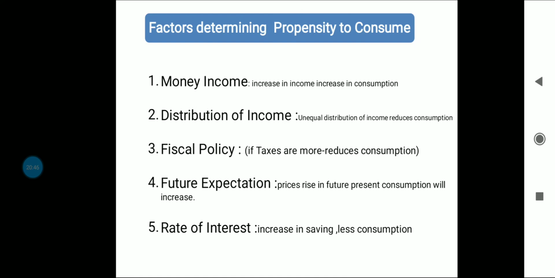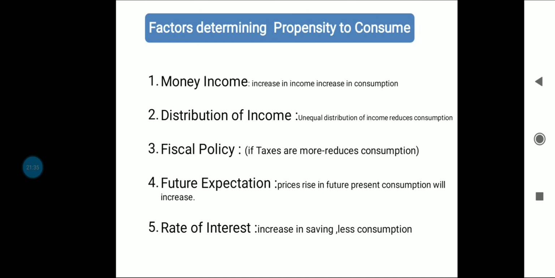Now we see the factors which determine the propensity to consume, meaning what are the various factors by which the propensity to consume can vary. First one is money income. If there is an increase in income, there will be an increase in consumption as well. It's a natural phenomenon. When income increases, consumers increase their consumption as well. Distribution of income. In a country like India, there is a huge unequal distribution of income. So unequal distribution of income reduces the level of consumption.